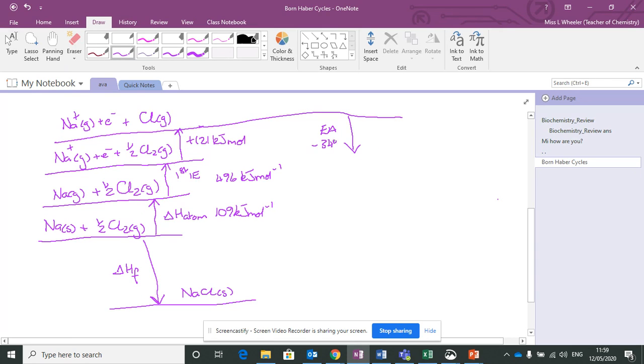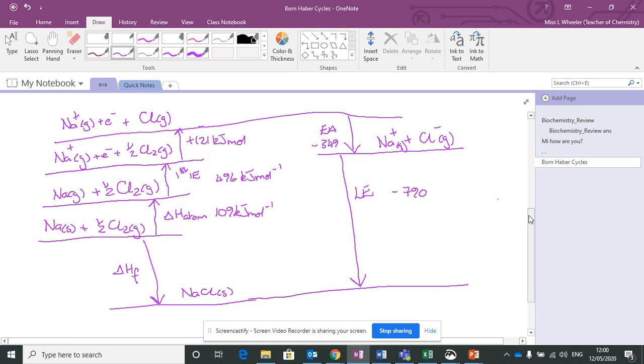So now I'm going down the way because I'm looking at exothermic processes. So now I have sodium ions and I have chloride ions, and these are both in the gaseous state. Now, once I have both my gaseous ions, I can then react them together to form my solid lattice, and this is my lattice enthalpy of sodium chloride. And again, this value is in your data booklets, and for that it's minus 790.